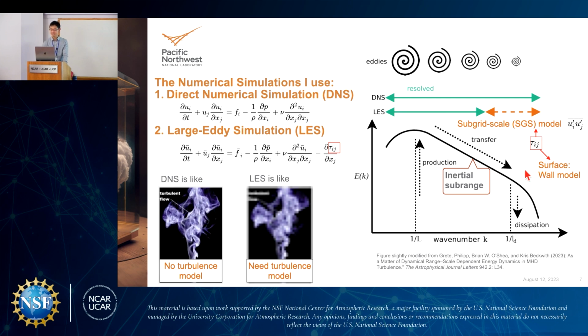But the problem is that near the surface, this inertial subrange will become very narrow. So most of the time, it's not possible to have that grid spacing near the surface. And we need another turbulence model near the surface. That is the wall model.